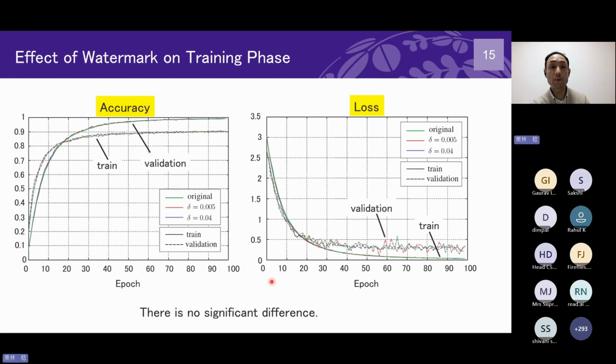Okay, this slide also shows the effect on the following phases of the embedded watermark. So as you can see, there is no clear difference in the accuracy and loss function. Therefore, embedding the watermark during the training phase does not affect the performance of the training. Also, for the finally trained models, there's no significant difference between the original model and the watermarked model.